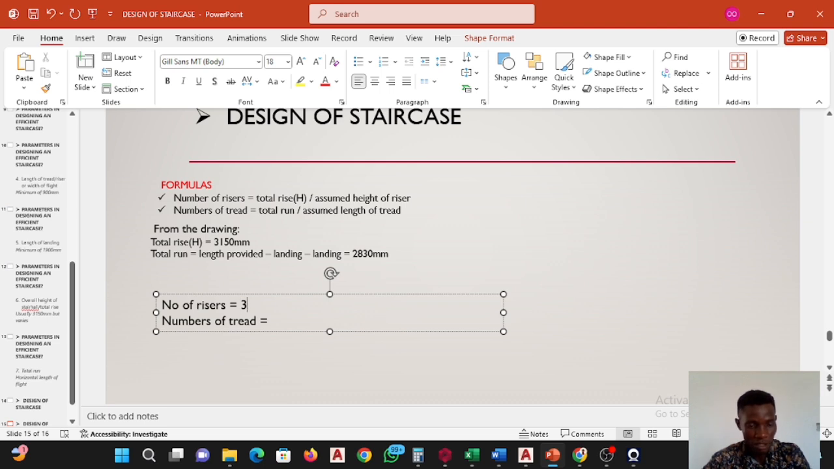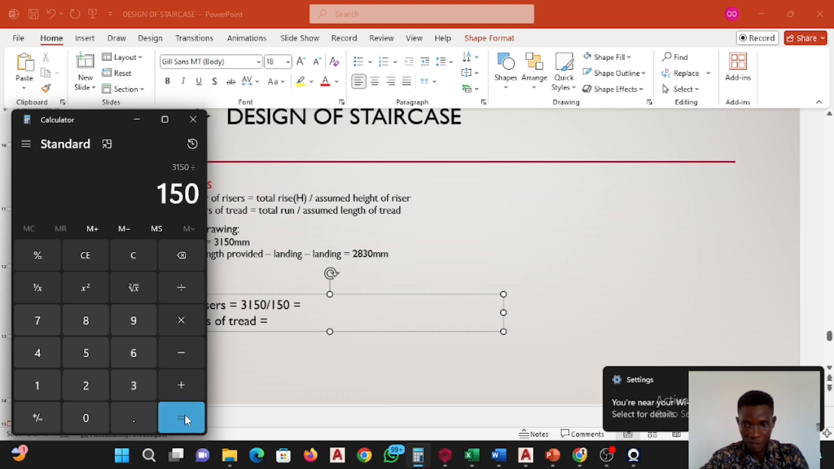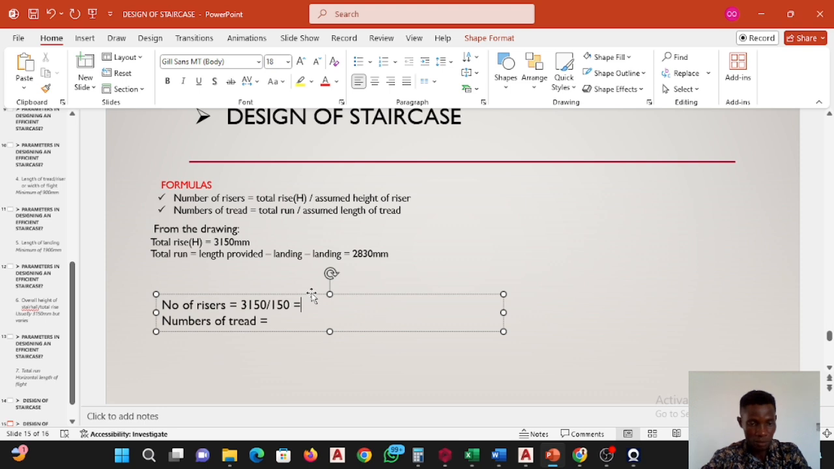So my number of riser will be 3150 from the formula here, divided by, now what should we assume as the height of riser? I'm starting from the minimum, 150, right? So I have 3150 divided by 150. Now let's use our calculator. 3150 divided by 150 equals 21. So the number of riser in this stair is 21.